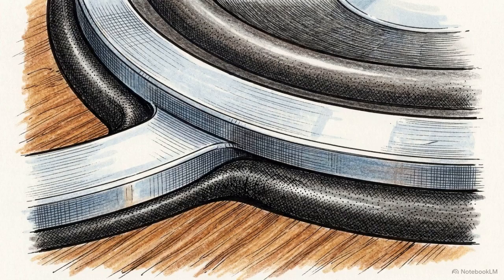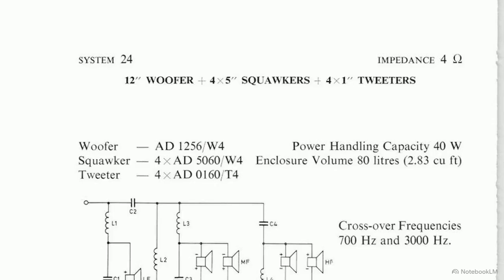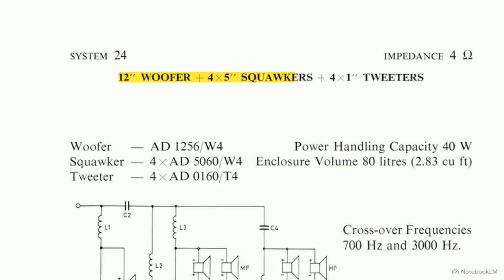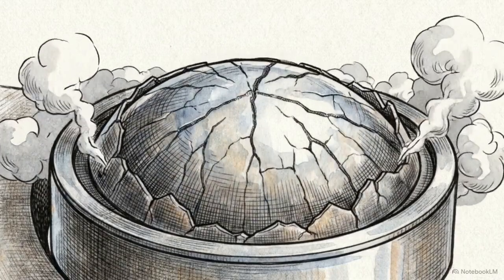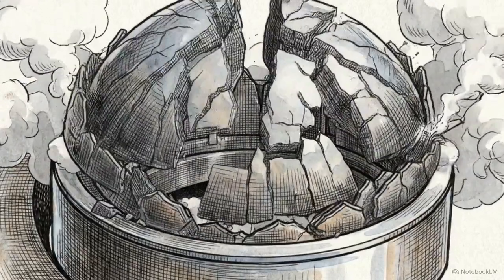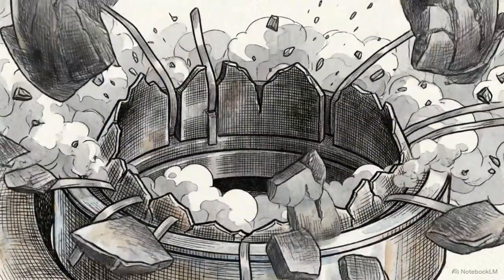the enclosure's integrity. This specification sheet details System 24, an advanced array housing 9 separate drivers inside a massive 80-liter enclosure. It combines a single 12-inch woofer, 4 5-inch squawkers, and 4 1-inch tweeters. Wiring this array presents severe electrical danger. Feeding 40 watts of full-spectrum bass power into a delicate 1-inch tweeter will physically destroy its voice coil.